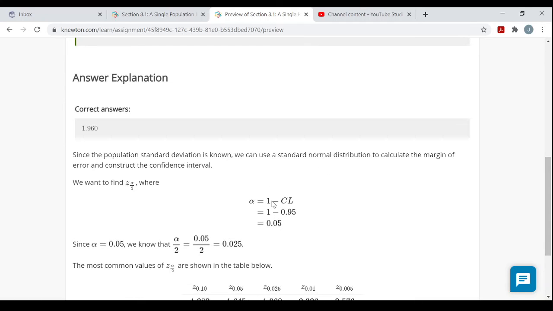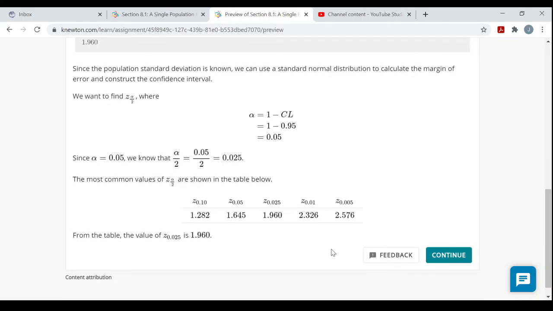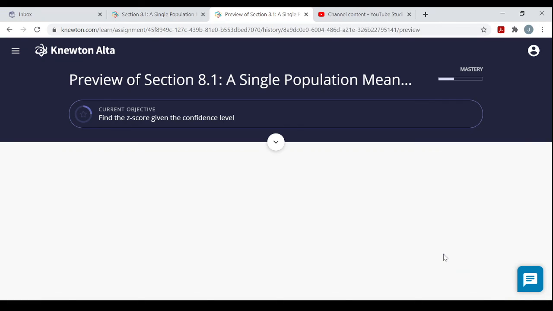So you see they talk about this alpha, 1 minus the confidence level. You have this z with alpha over 2: you cut alpha in half and then look at the proper value on this chart. Okay, wonderful. And I don't think there's a second part to this. No, there isn't.